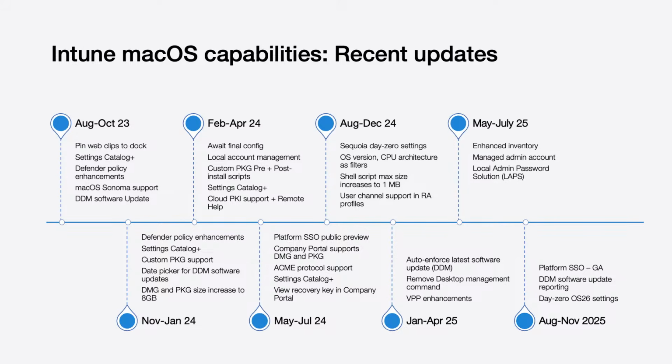August to December 2024, we were doing Sequoia Day Zero settings. Then we did OS version and CPU architecture as filters, which again was great. That was a really highly requested feature. We increased shell scripts to 1 megabyte. Again, that was a highly requested item for customers that were deploying certain community scripts that were quite large. And then we also added user channel support in resource access profiles. This essentially meant that we were able to put the user certificates in the user keychain, which again was a really common ask.